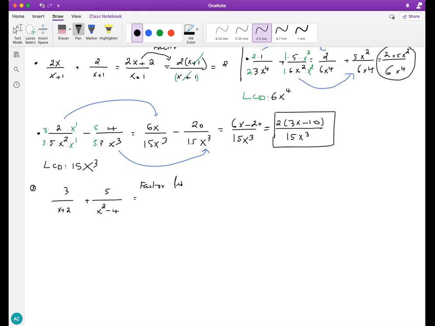So factor first, to find the LCD. All the methods of factoring that we learned are involved here. As always, I keep repeating that you need to know your factoring very well. If you don't know factoring, this will not make much sense.